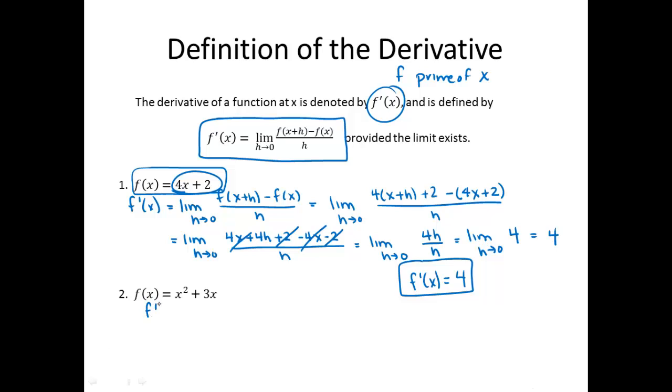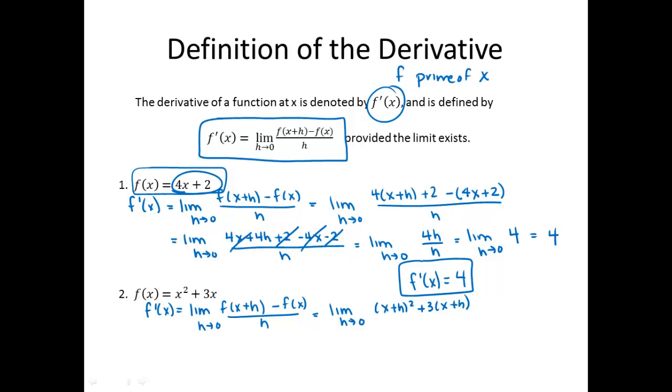Start with the definition of the derivative. The limit of f of x plus h minus f of x all over h as h goes to 0. Start your substitution. The limit. Here I'm going to be placing my x plus h in 2 locations. X plus h squared plus 3 times x plus h.